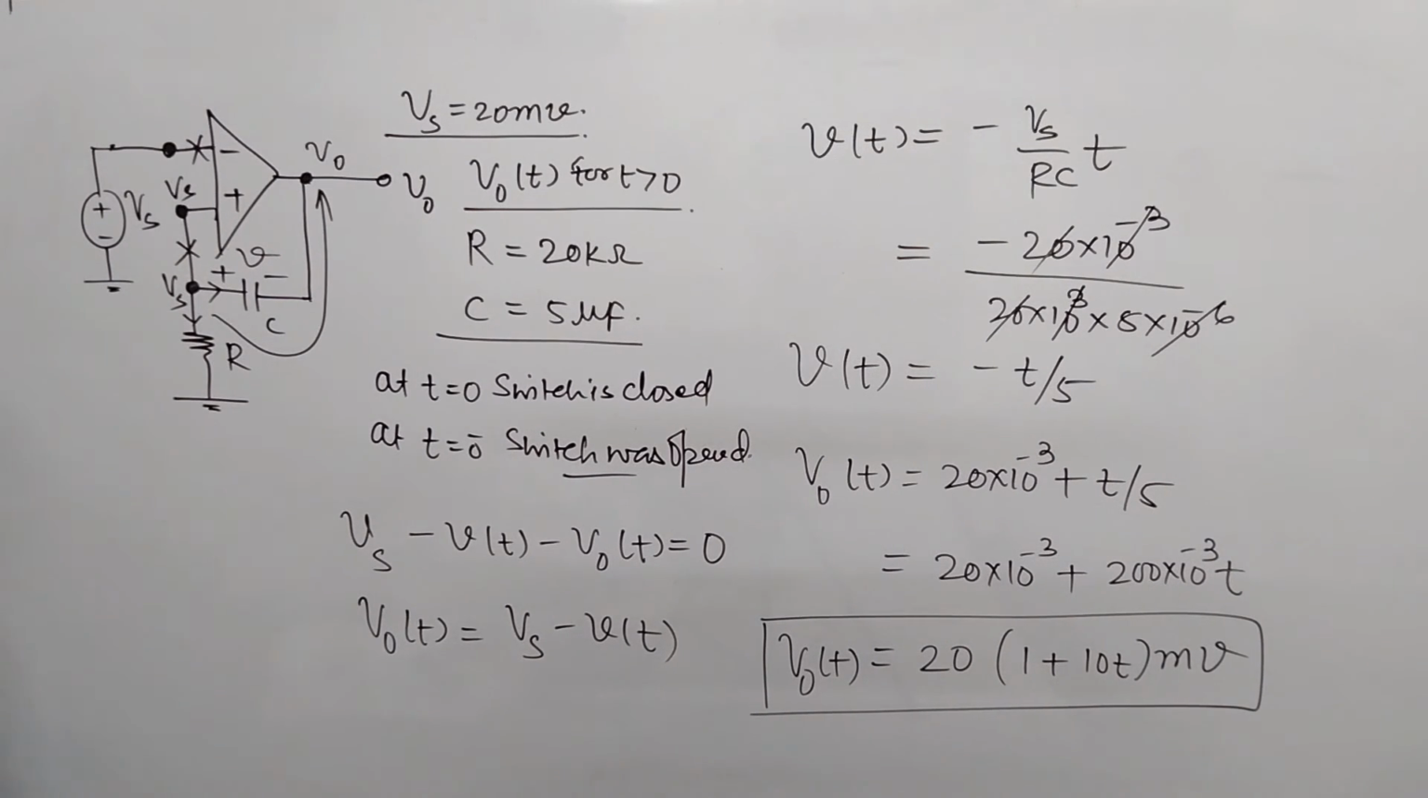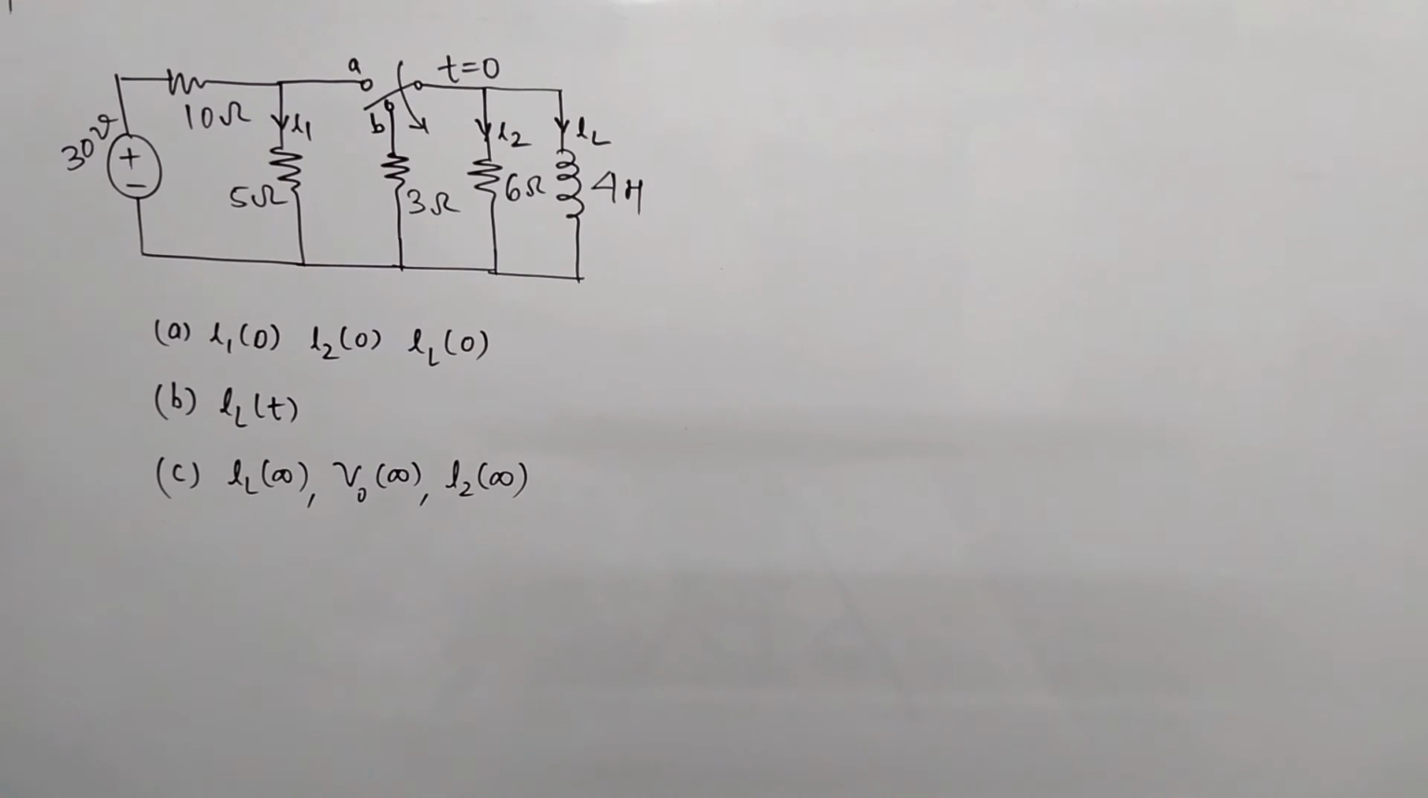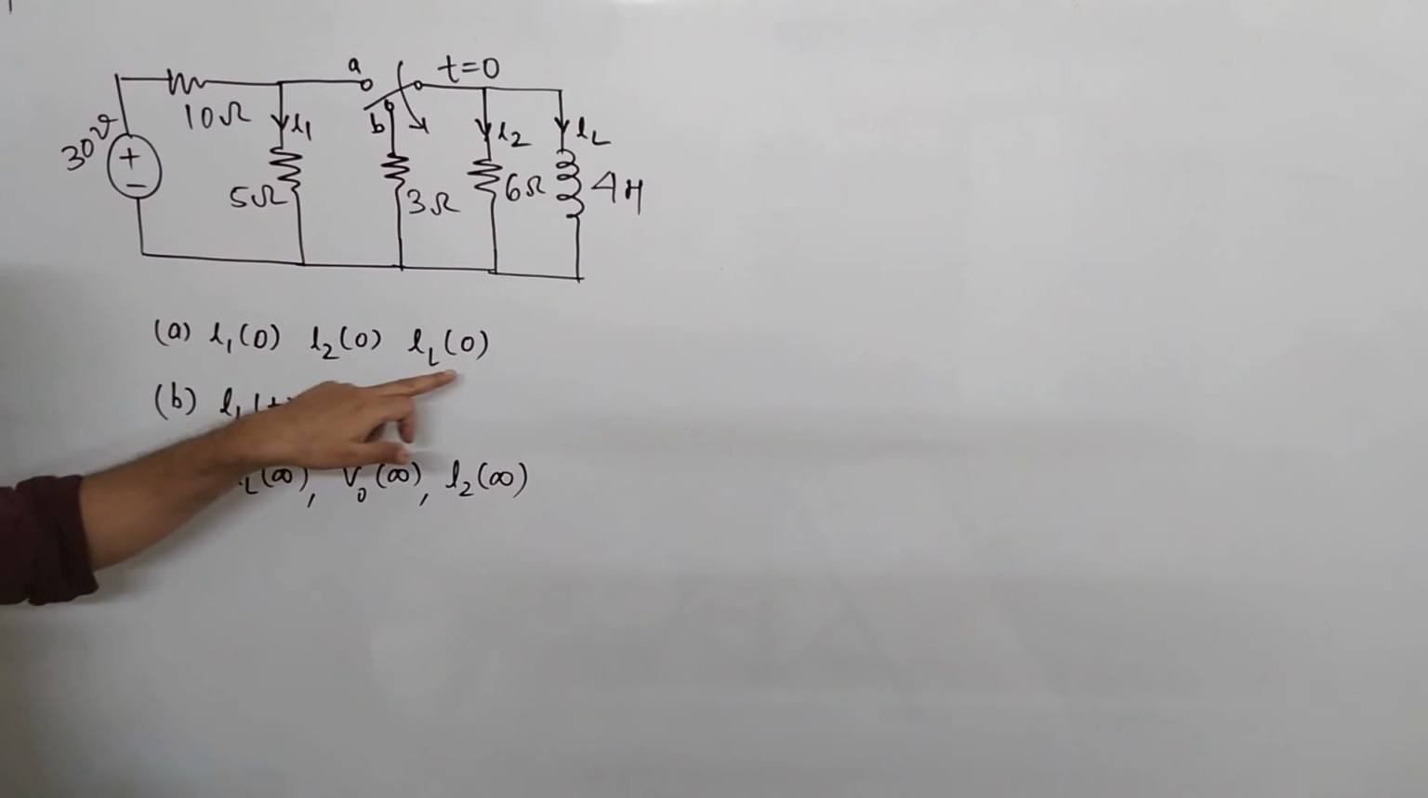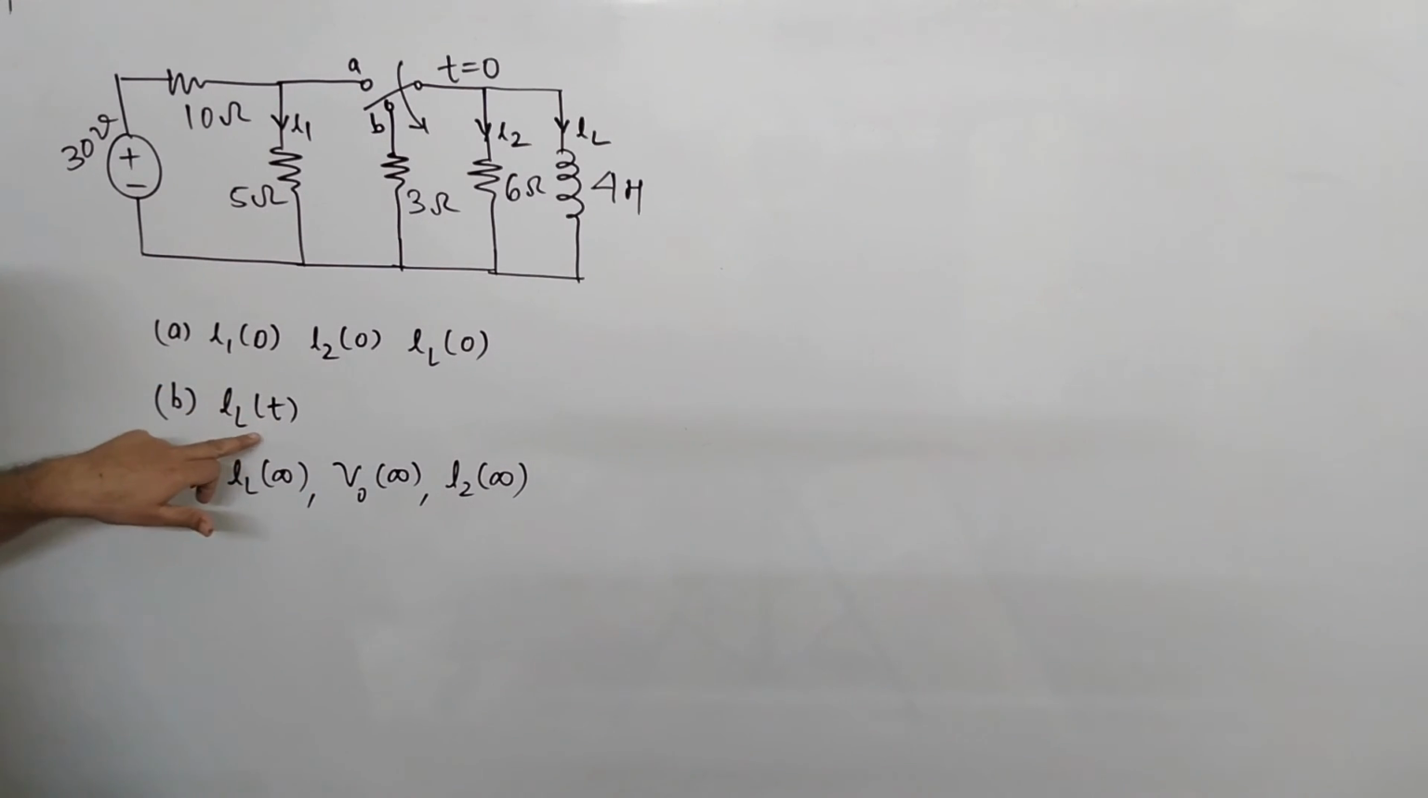Okay, again one important problem. This is another type of problem, friends, in which you have to find the values of I1(0), I2(0) and IL(0), then you have to find the value of IL(t), and then you have to find these values. What is this voltage V0?